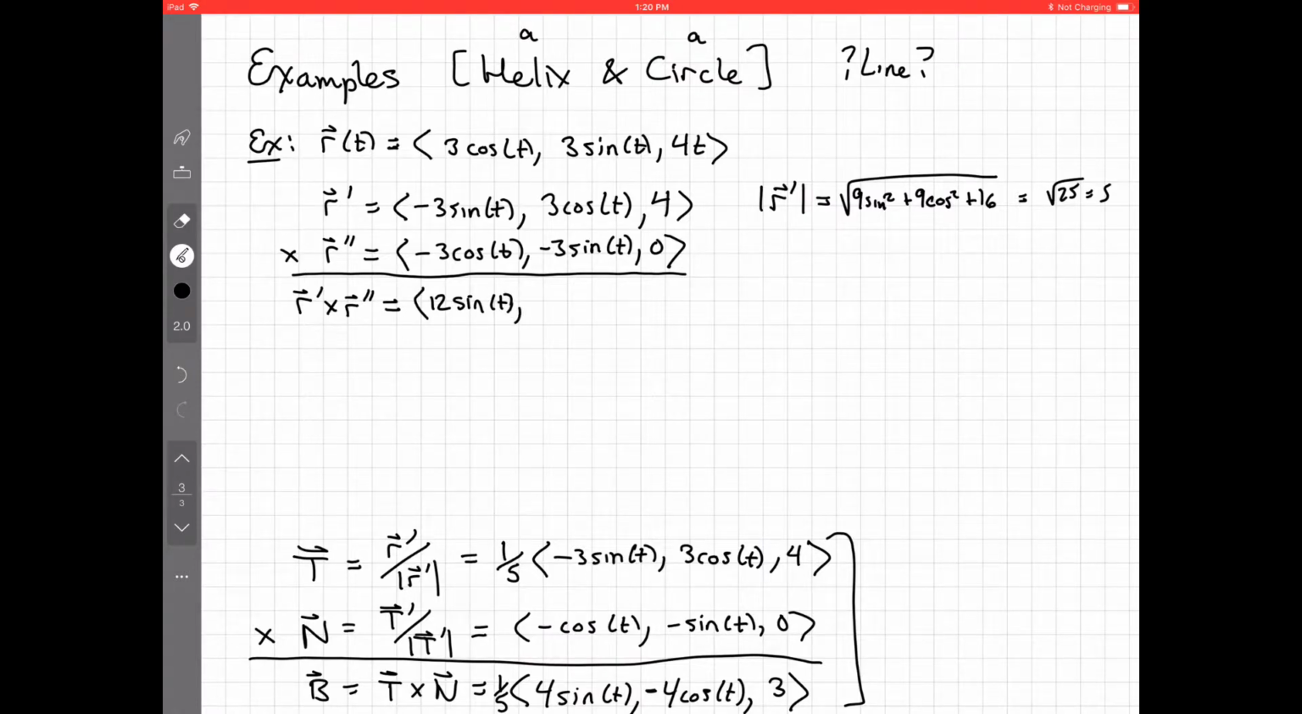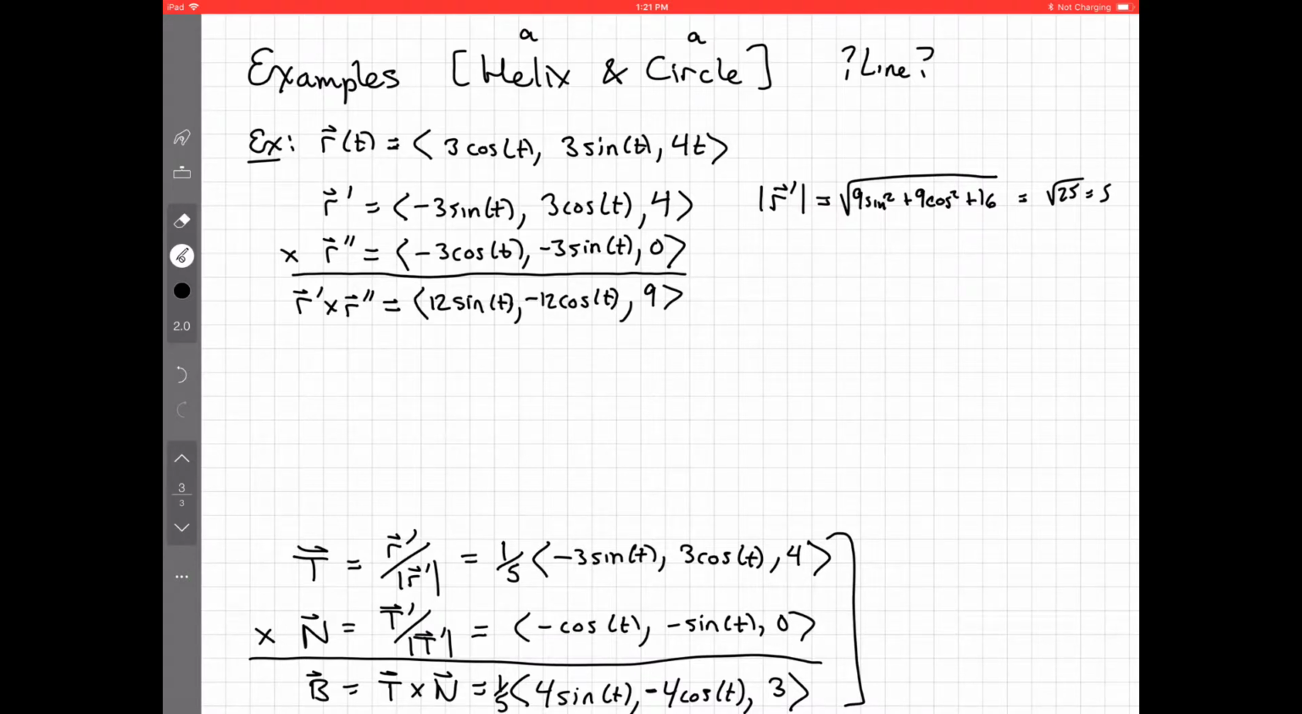And then the j component, we have 0 minus minus gives us plus 12 cosine t, but it's j, so it gets an additional minus sign. And then the k component will end up with 9, because we'll have 9 sine squared minus a minus gives us plus 9 cosine squared. Sine squared plus cosine squared by the Pythagorean theorem, again, is just 1. So that collapses down to 9.